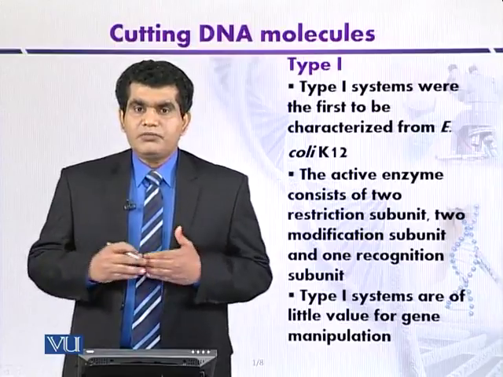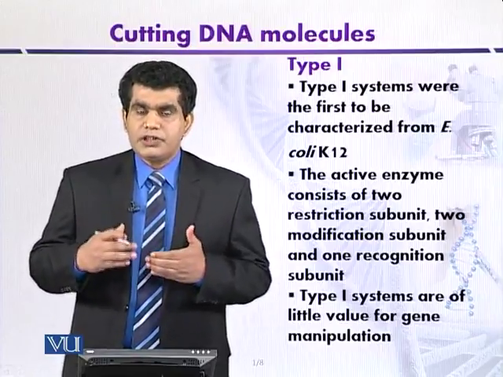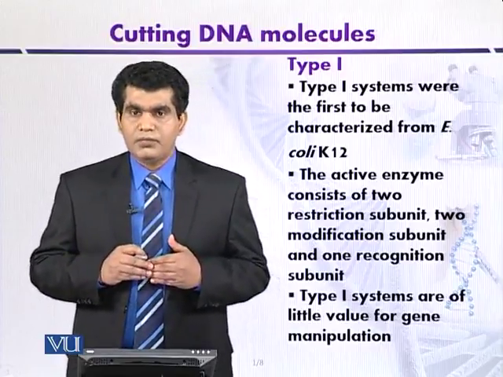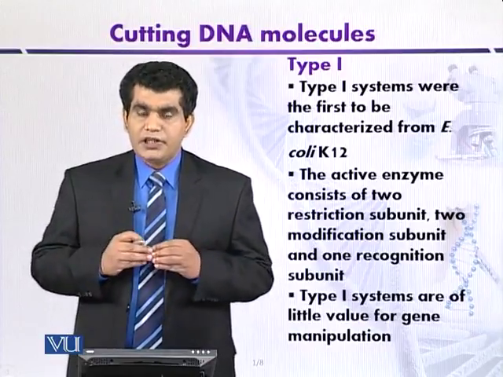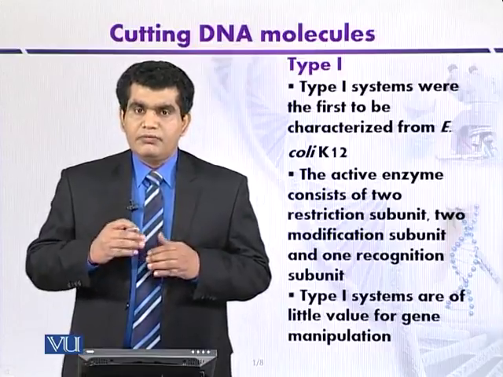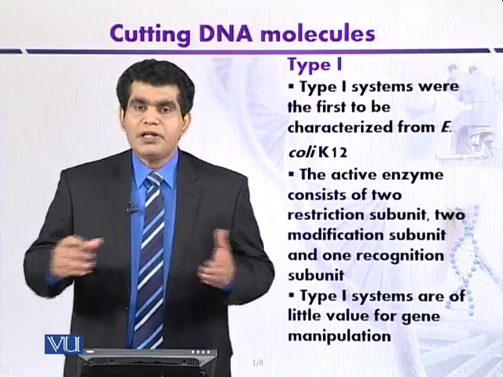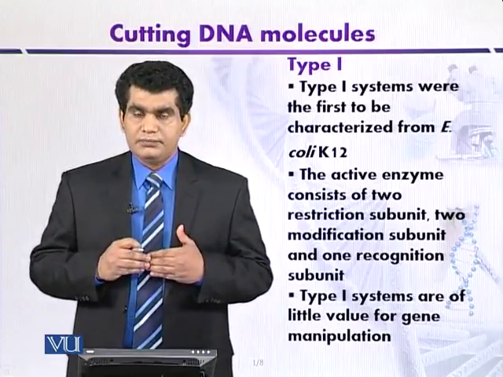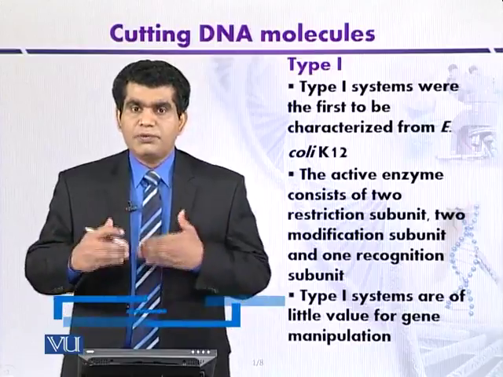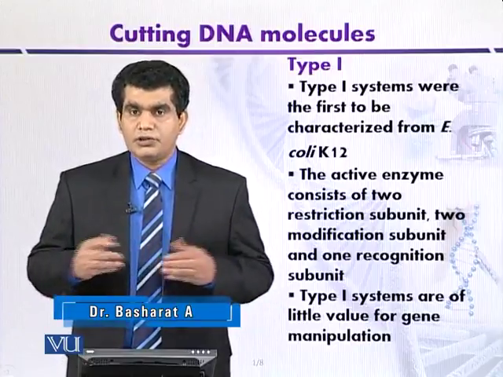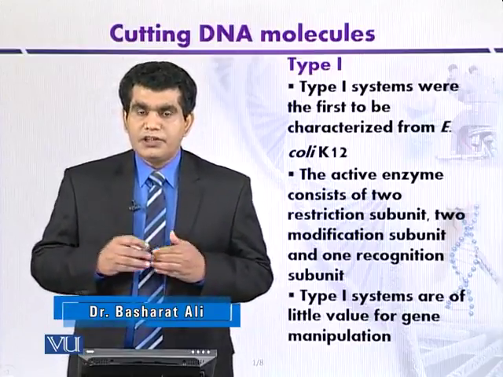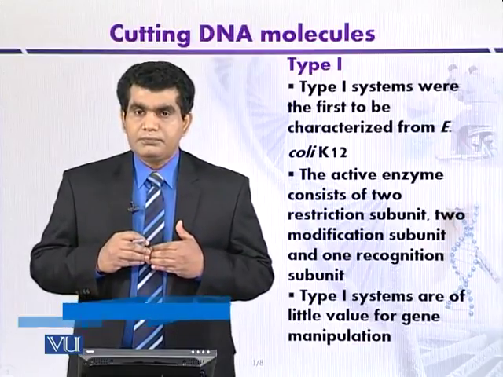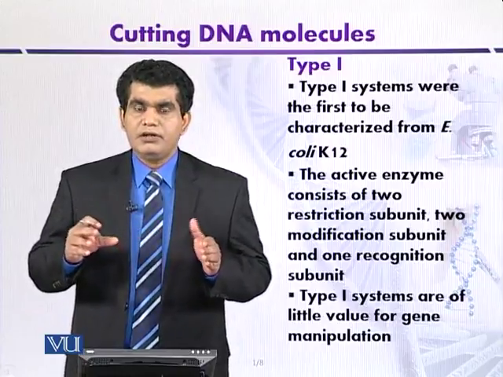Now, the type 1 system was the first one to be elucidated or discovered, from E. coli K12. As already discussed, from the standpoint of gene manipulation procedures, it is not of much importance. Why? Because practically it is not good. The reason is that this type 1 restriction enzyme cleaves the DNA randomly.